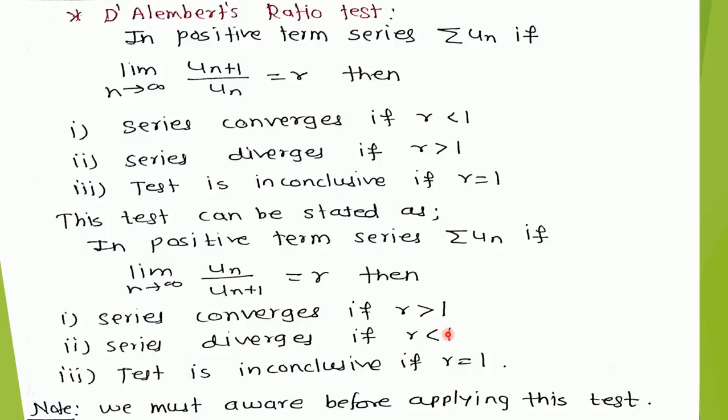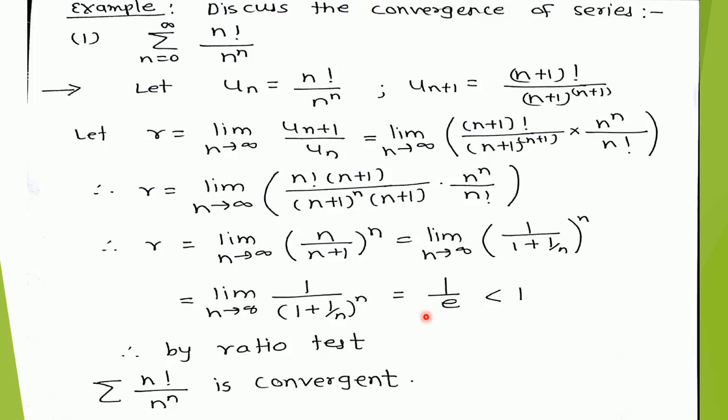Please note the most important thing, which test you are using, because here and here the ratio is different and the definition of the test is also different. Here the series converges for r less than 1, here the series converges for r greater than 1. Please note these things. Let us start with the example.